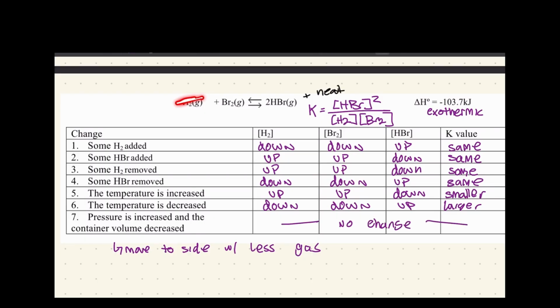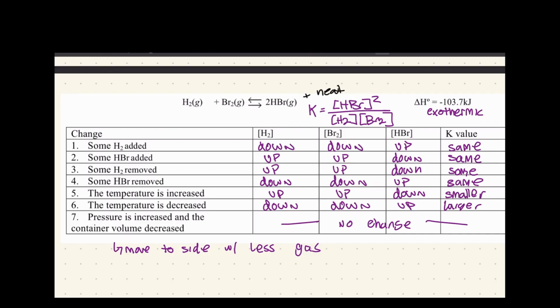But if I only had like 1 mole of gas and 2 moles of gas, if I increase the pressure, I'd be moving to the side with less gas. If I decrease the pressure, I'd be moving to the side with more gas. So just some things to think about.